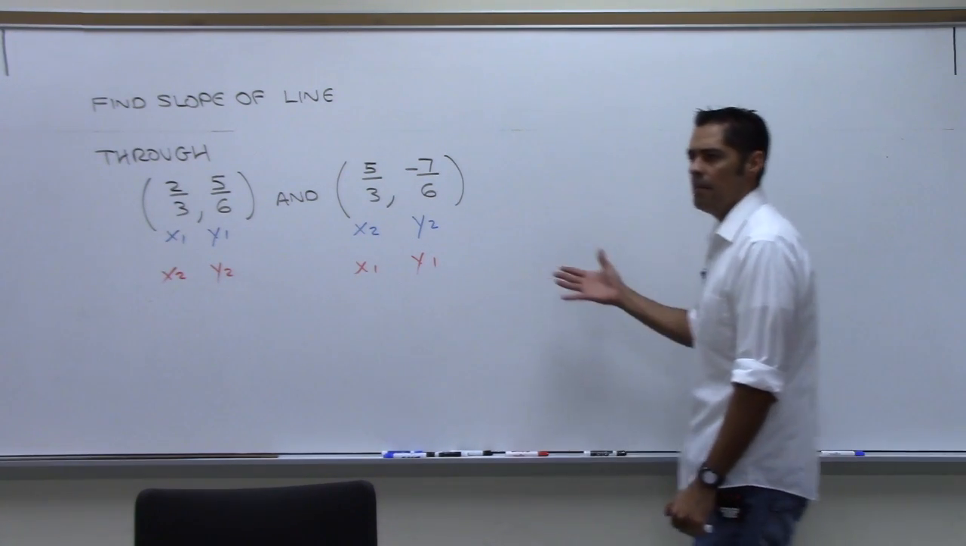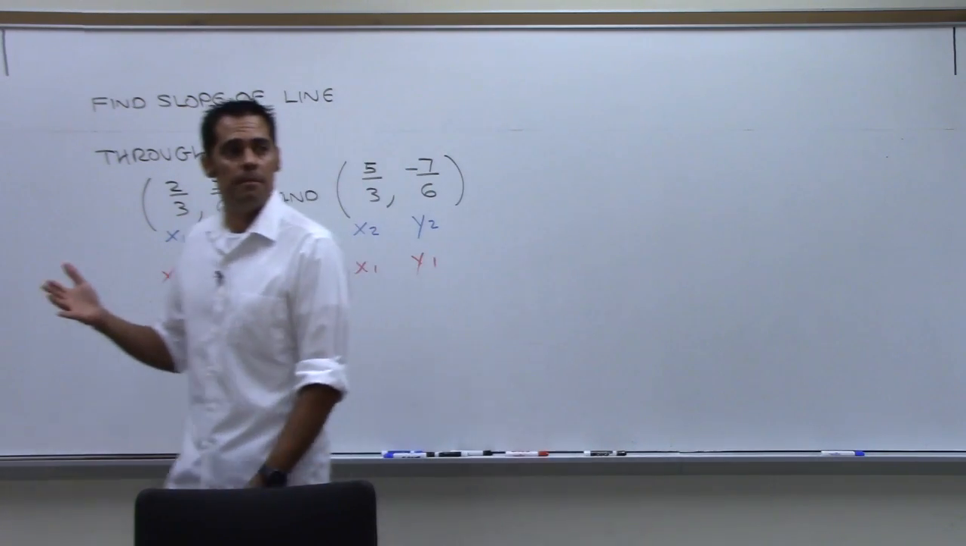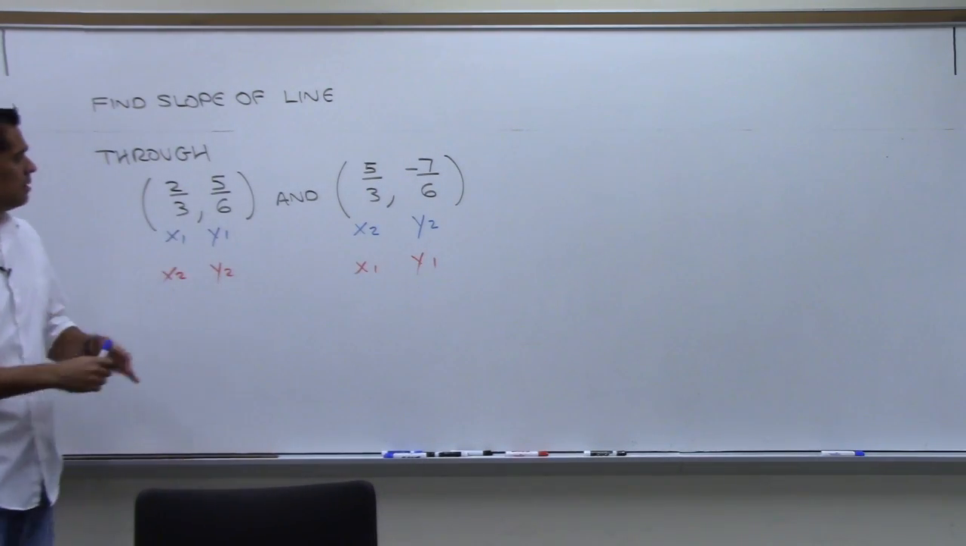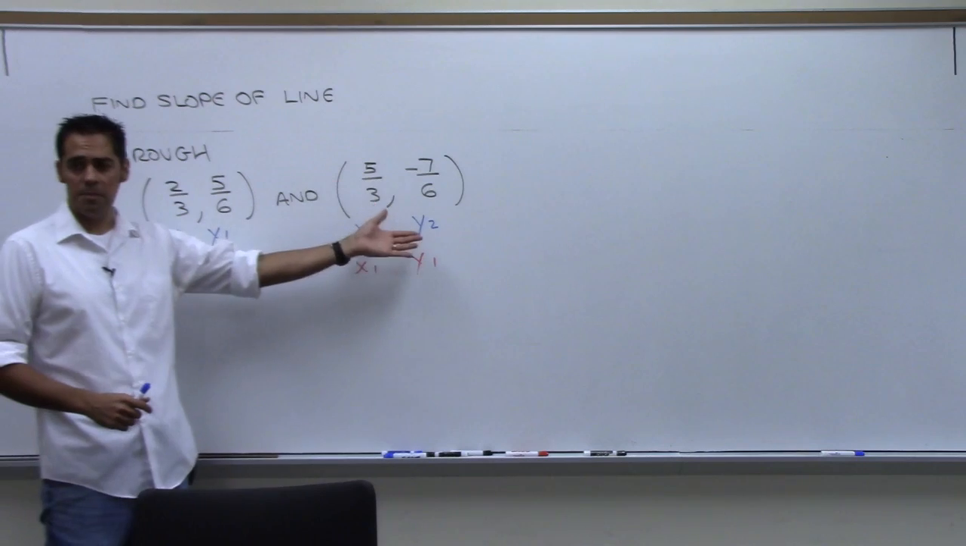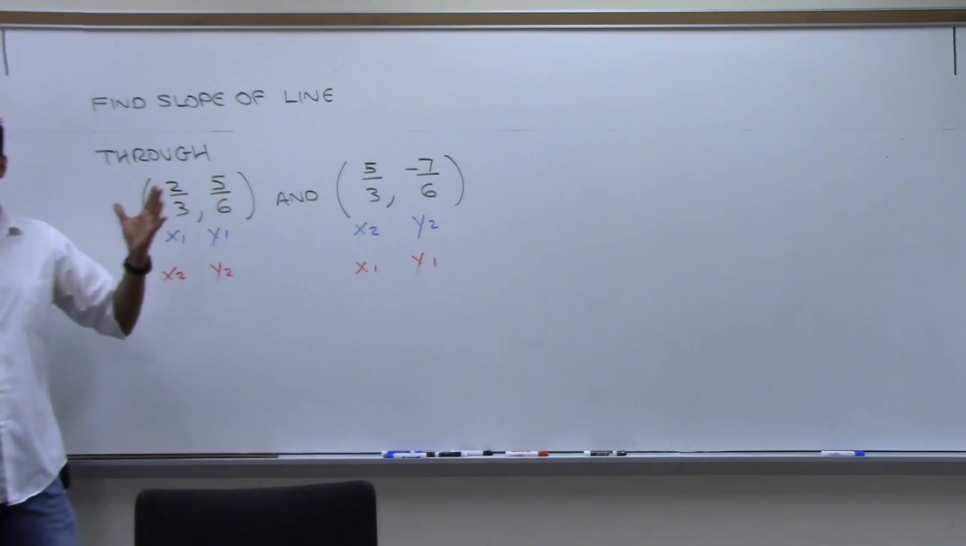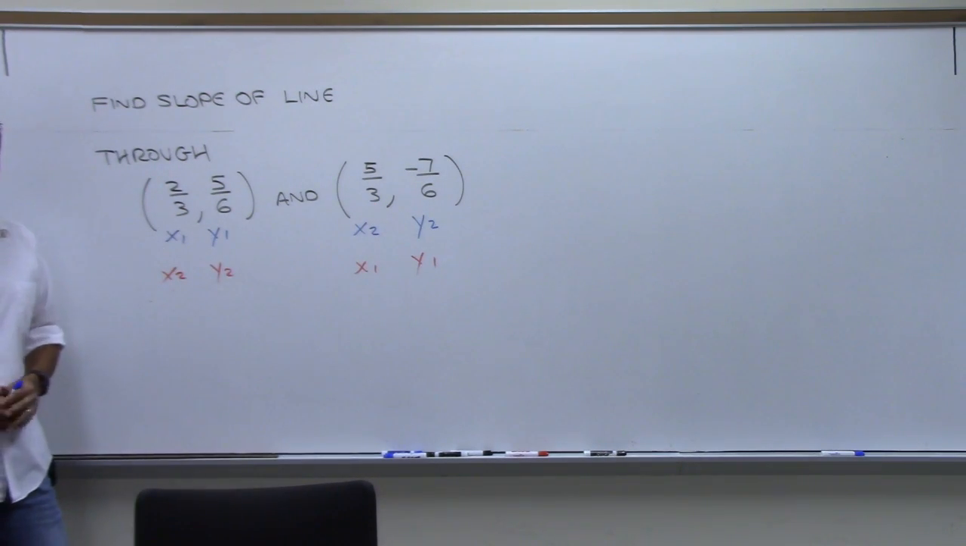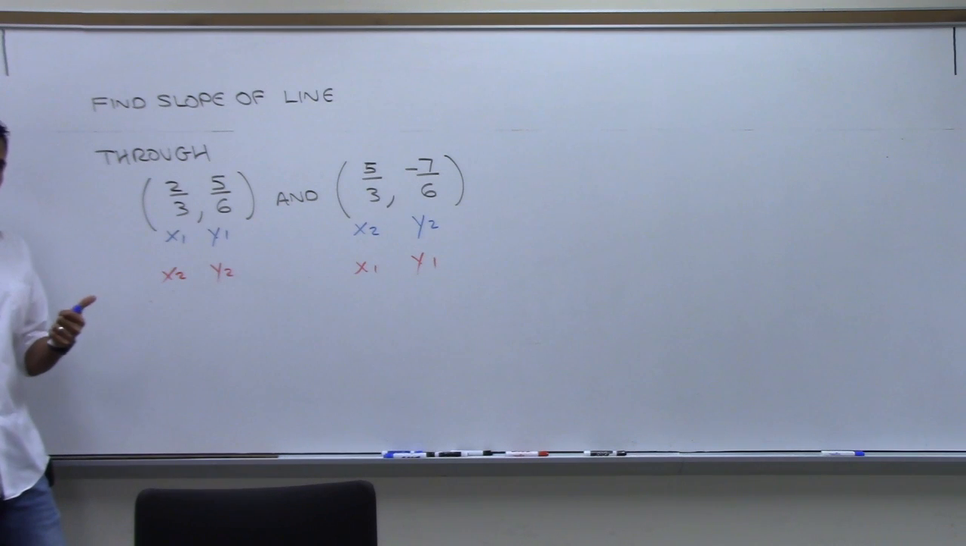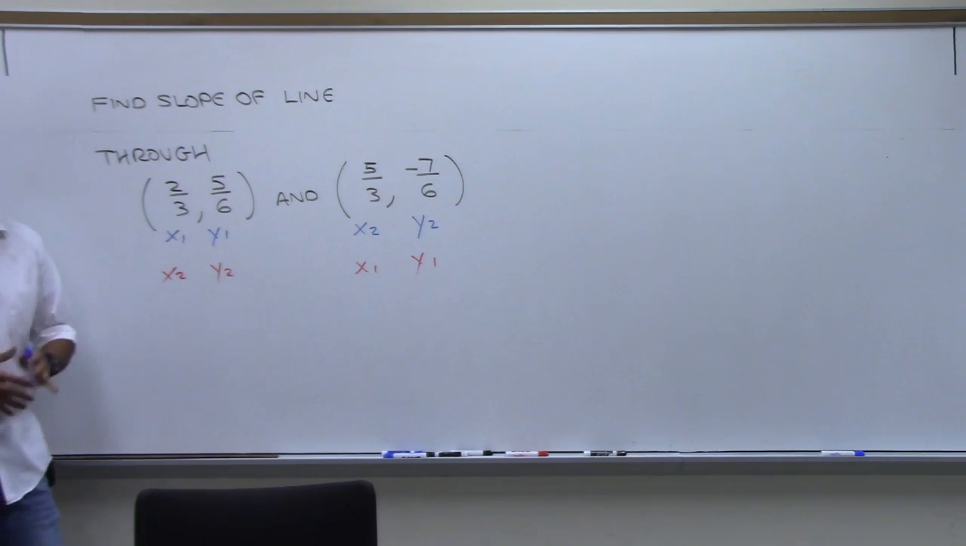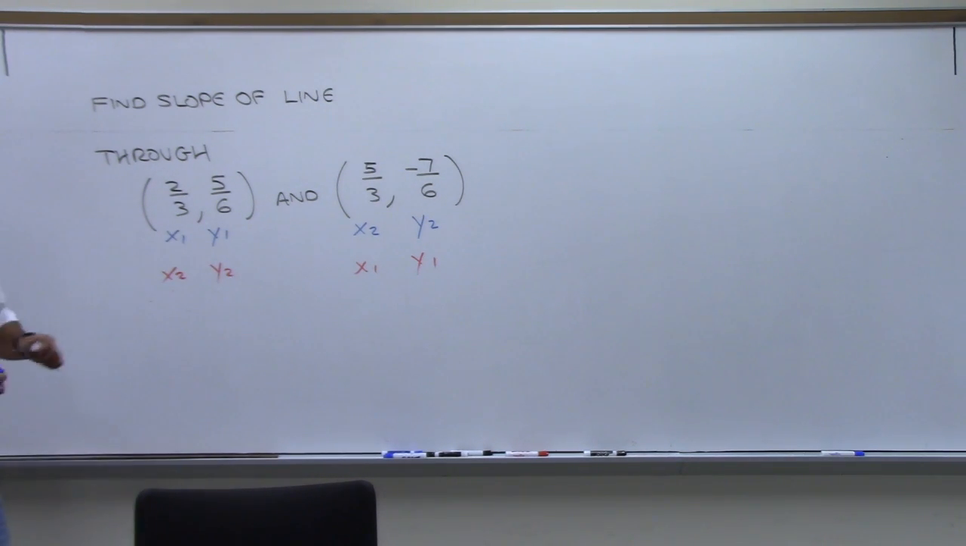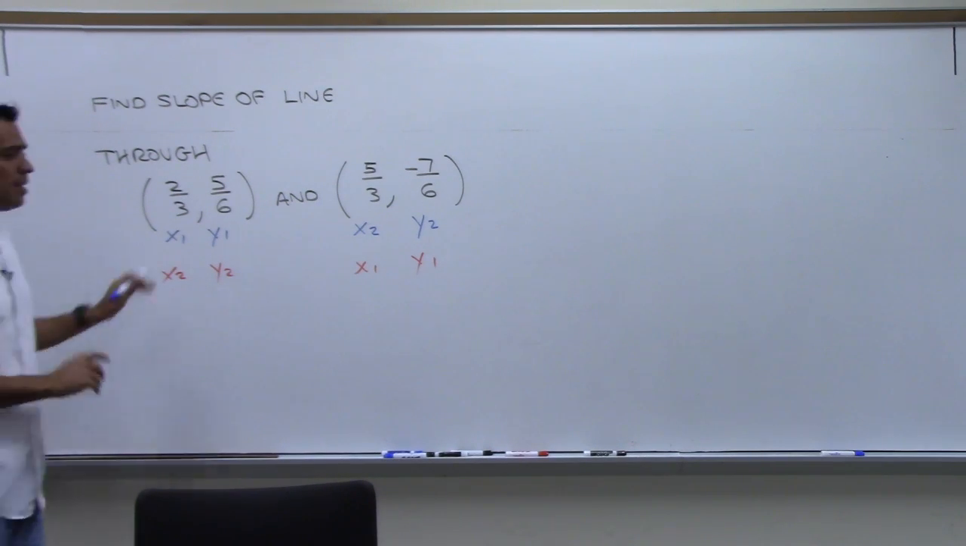And so is it going to matter? Does it matter with slope? Does it matter if I choose this one as my first point, that one as my second, or the other way around? It doesn't matter. We will get the same slope either way. That's good news, right? That you don't have to do it a certain way. So let's try it. Let's use the blue ones, all right? Let's see what we would get.